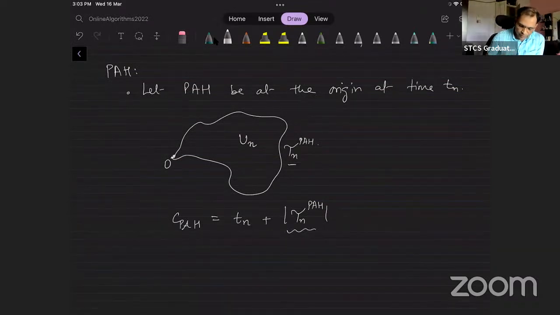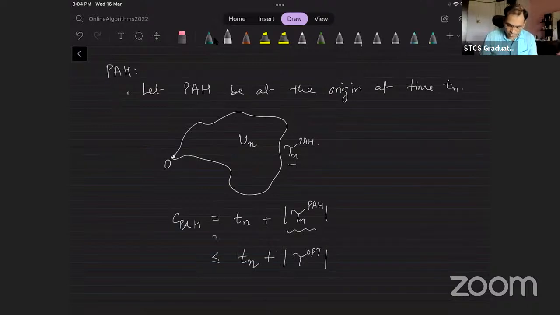I want to compare this with script TOPT. Can I compare this against this? Tn will remain Tn. Is this inequality correct or not? Yeah.